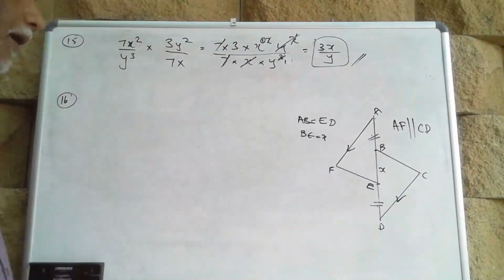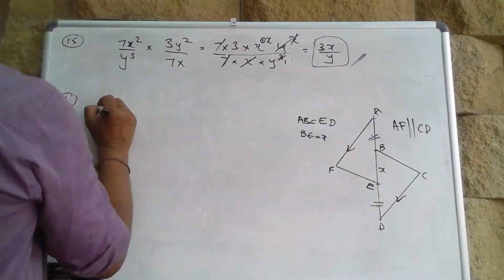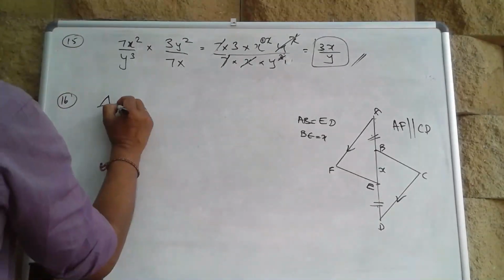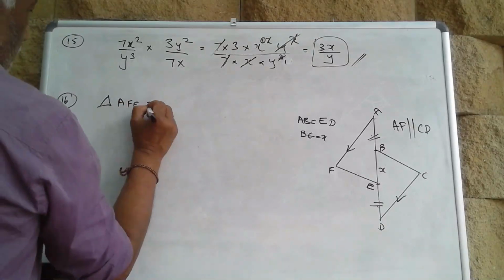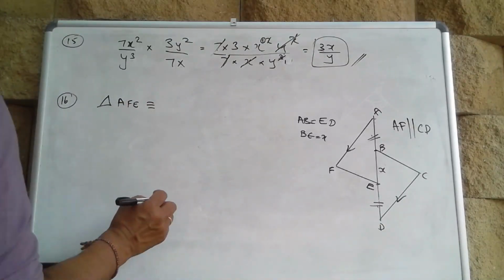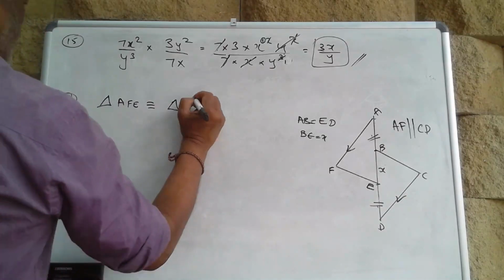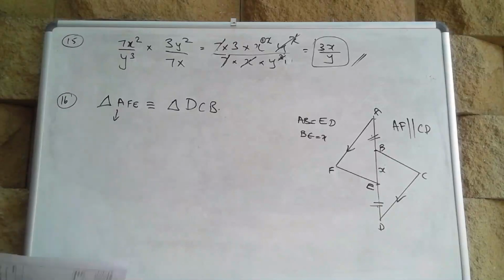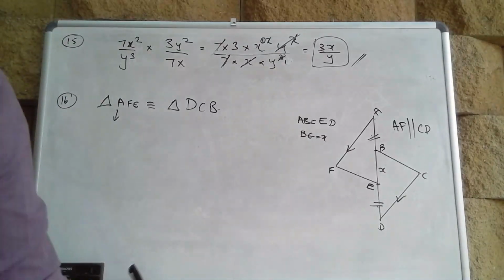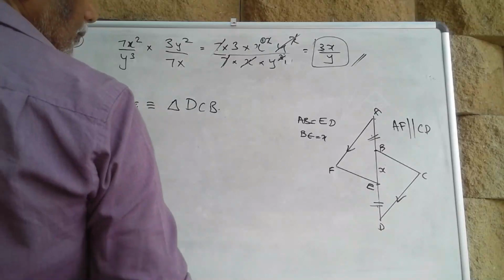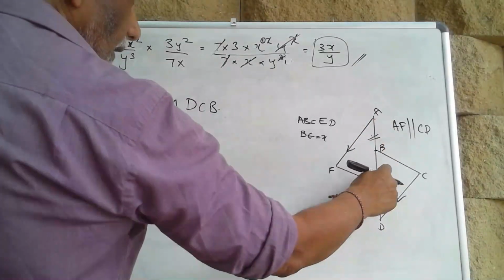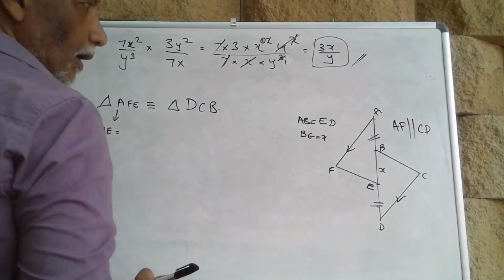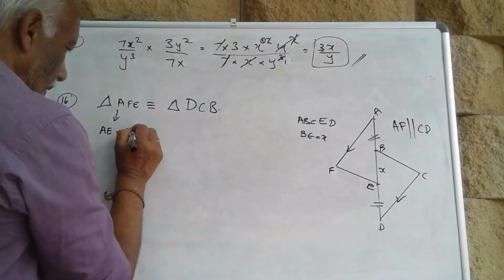Now you've got two triangles. What are the two triangles we have? The question asks us to prove triangle AFE is identical to DCB. So we now look at the triangle AFE, AFB, so that one. I know AB, that's AE, so AE must be equal to AB plus x.